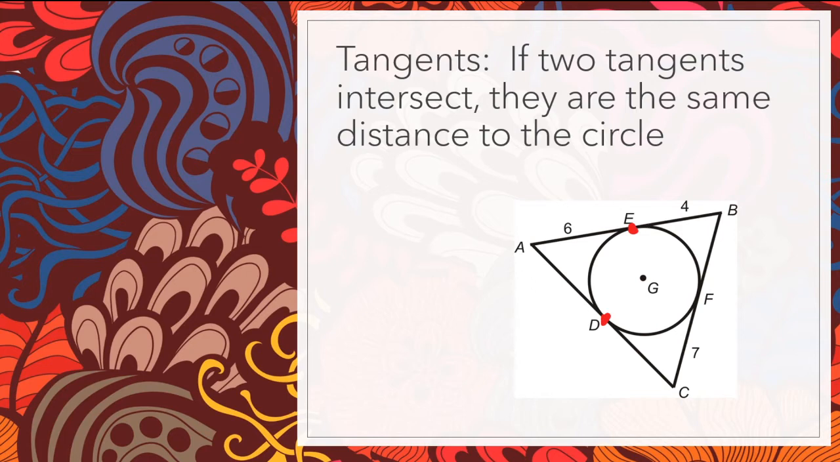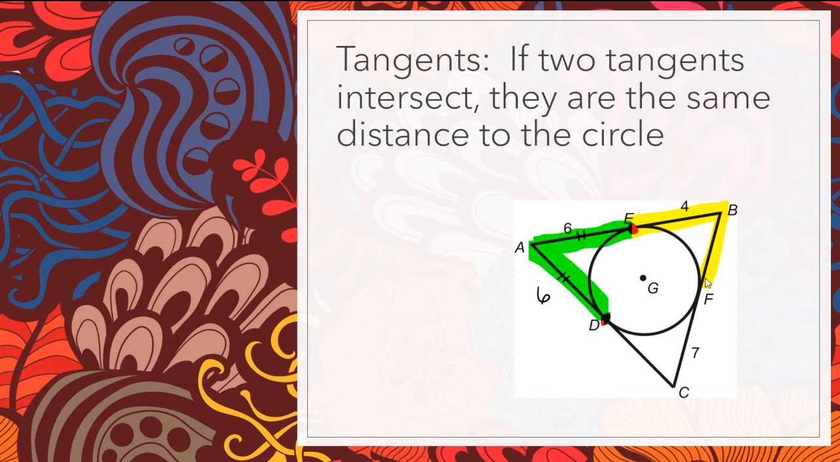If they intersect at a point outside the circle, so AE and DE, they form an angle. That angle produces two sides that are congruent to each other. So since AE is 6, the segment AD is also 6. And that can be said for any two tangents that intersect. So if you look at BE, it has to be the same as BF. Therefore, we know that BF is 4.